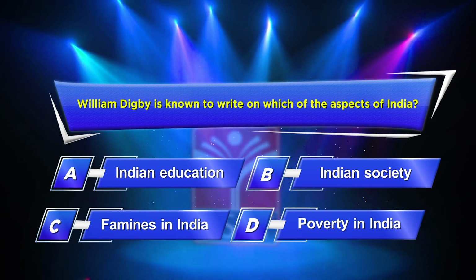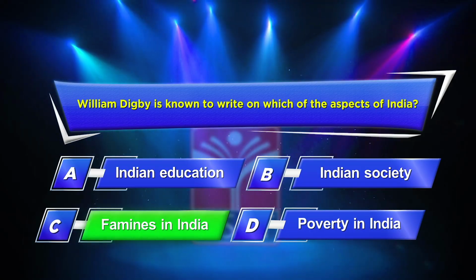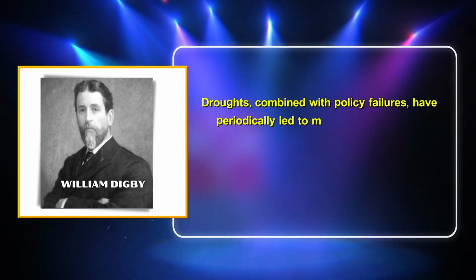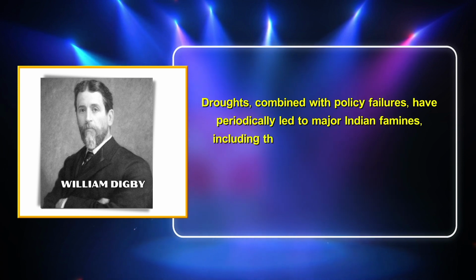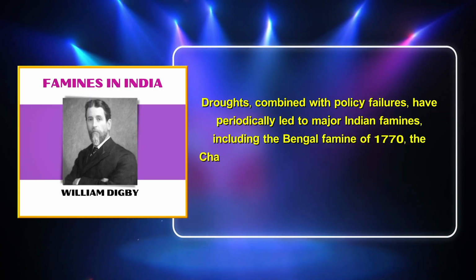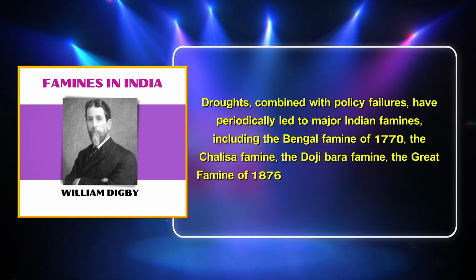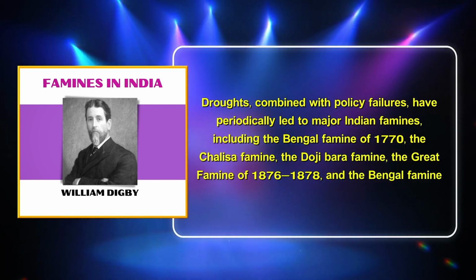The correct answer is Option C, famines in India. Droughts combined with policy failures have periodically led to major Indian famines, including the Bengal famine of 1770, the Chalisa famine, the Dojibara famine, the Great Famine of 1876 to 1878, and the Bengal famine of 1943.